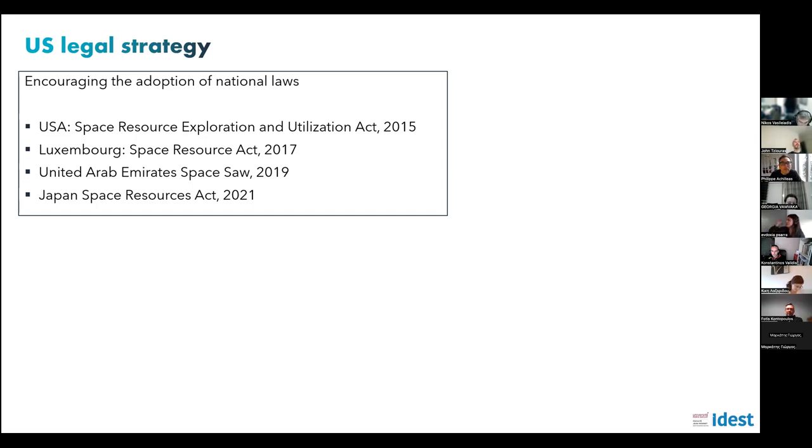Following the decision of the US to authorize such activities, 3 other countries adopted similar legislations: Luxembourg in 2017, the United Arab Emirates in 2019, and more recently, Japan in 2021. 4 national legislations, almost similar, adopted to authorize commercial exploitation of resources of celestial bodies.